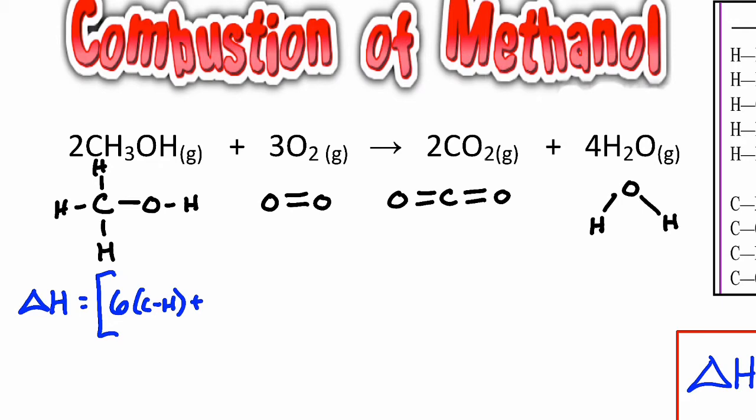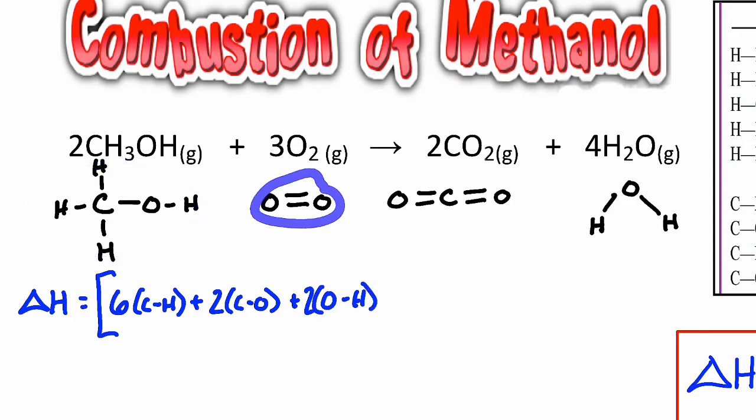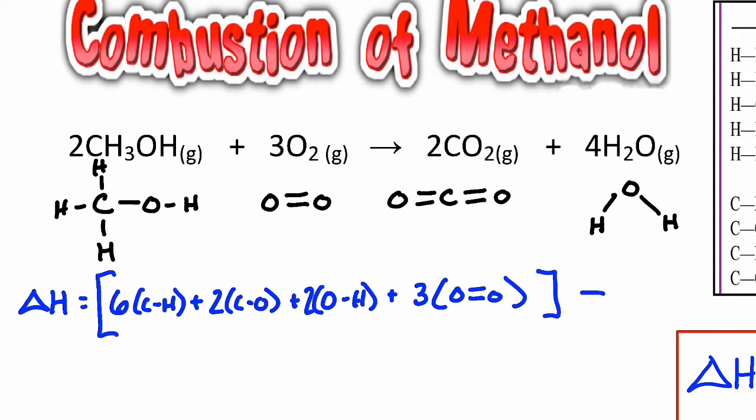What else do I have? I have a CO bond, and I have 2 of those because there's 2 methanols. And then I have an OH bond, and again, I have 2 of those. So that takes care of my methanol. But I still have oxygen, so I have to break 3 of those double bonded O's. Those are the ones I'm going to break.